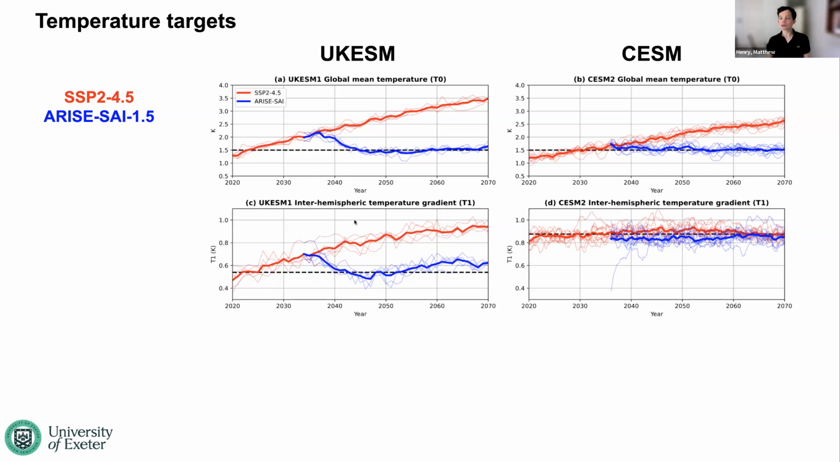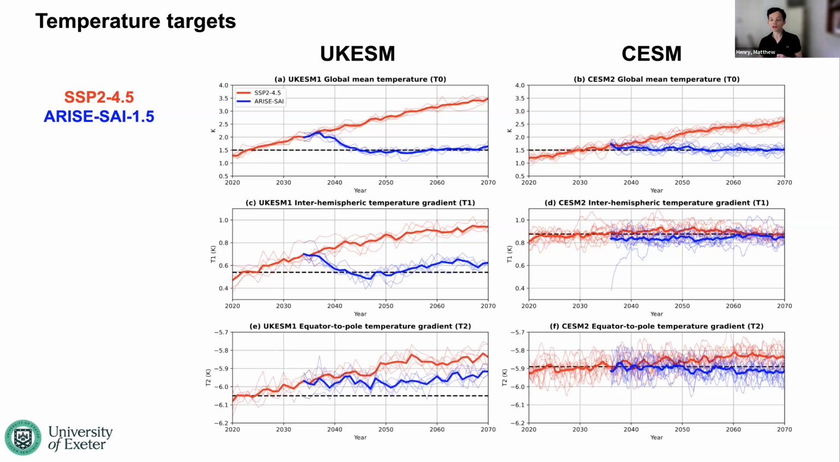Then looking at the second temperature target, which was to maintain the interhemispheric temperature difference. In CESM, there's not much of a change in the interhemispheric temperature gradient. So the controller doesn't have much work to do, so the target is achieved. In UKESM, it's a different story. There's a strong Arctic amplification. So there is a need for the controller to change the injections in order to maintain the interhemispheric temperature gradient. But it looks like it manages to do that. So we do hit the target more or less.